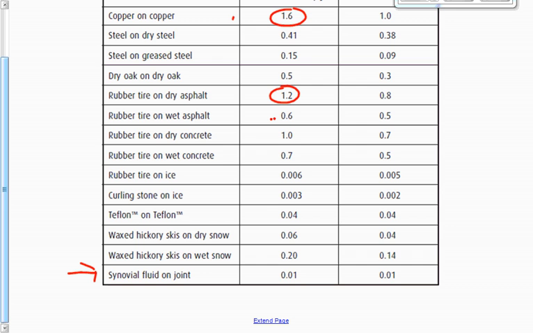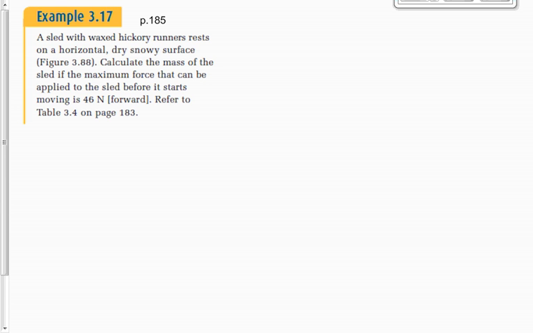Even Teflon. If you had Teflon joints, that wouldn't be bad, but it's not as good as nature made us, right? With synovial fluid. Okay, here's a question.